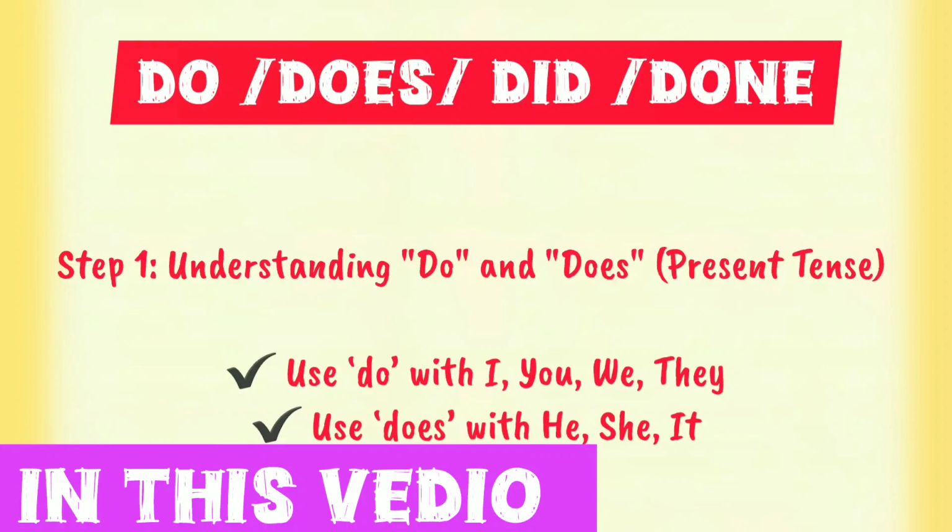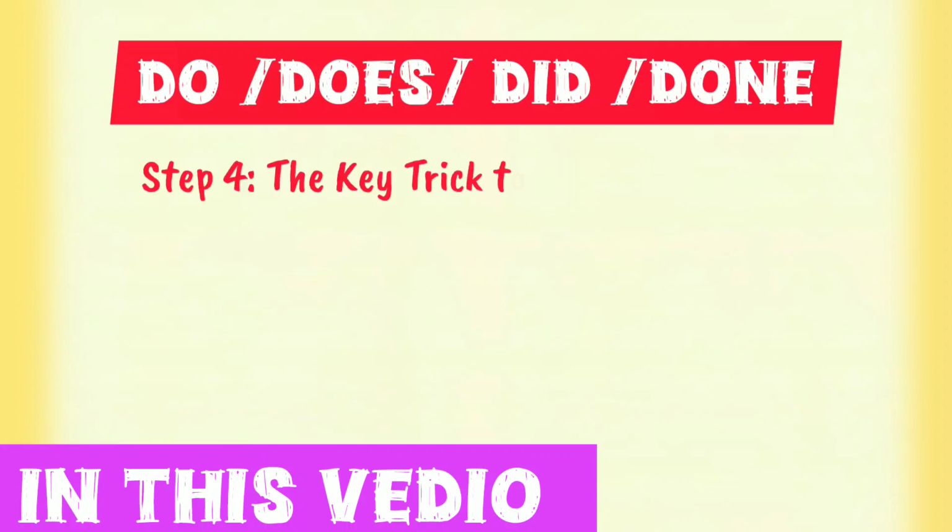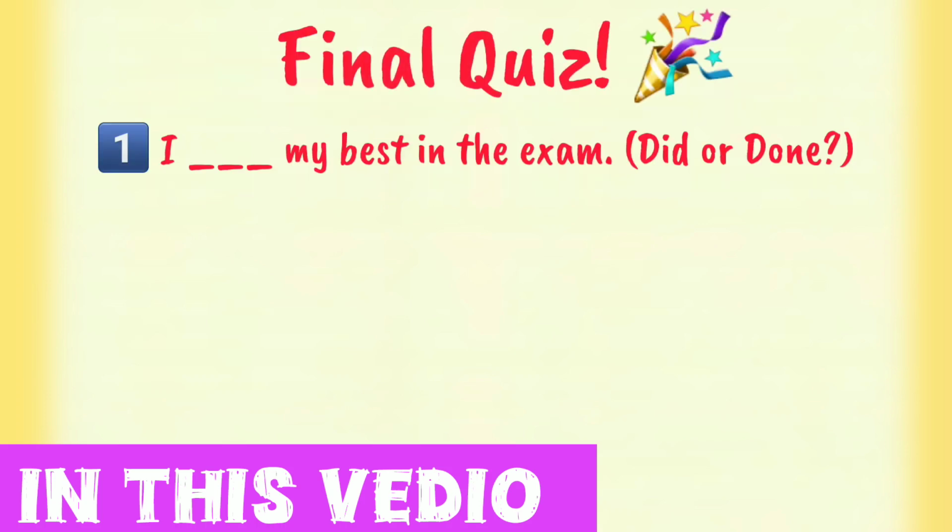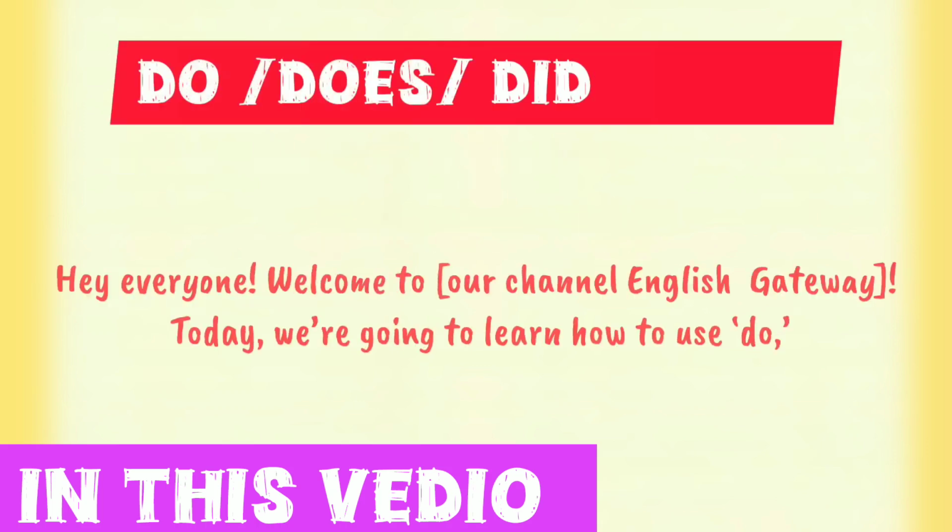With I, you, we, they. Use does with he. Practice time. Fill in the key trick to remember them. Here, final quiz. Let did or done? Answer: did. 2.